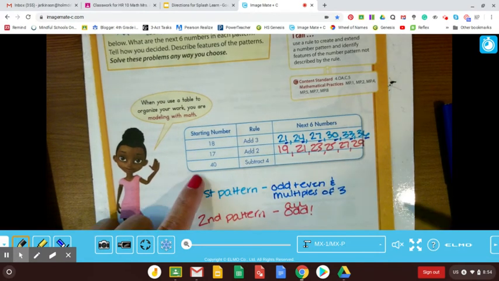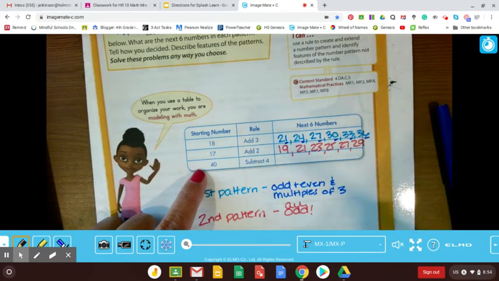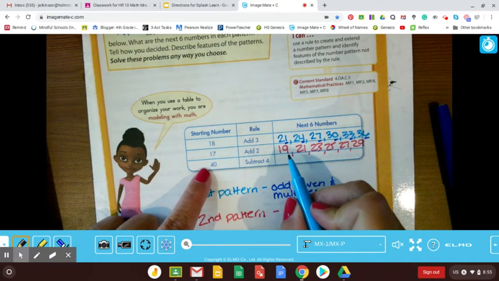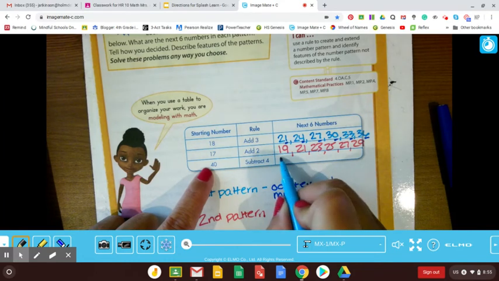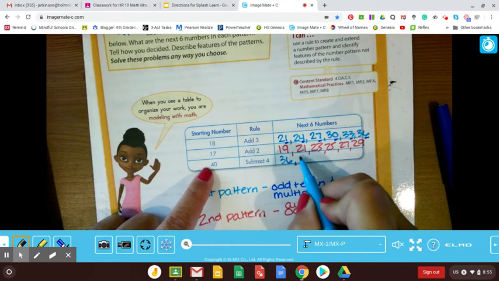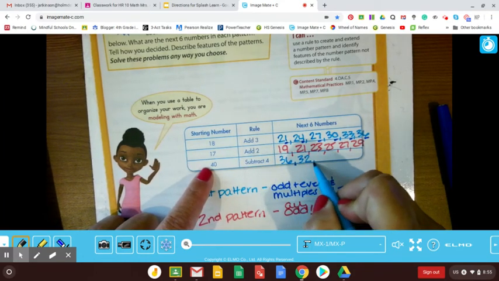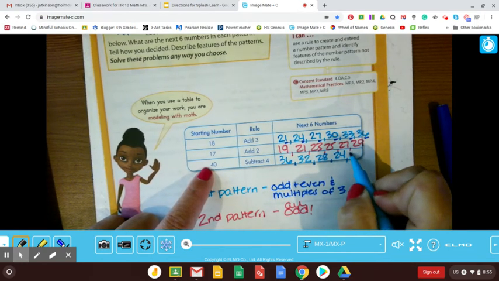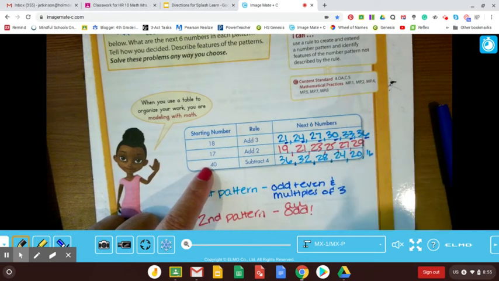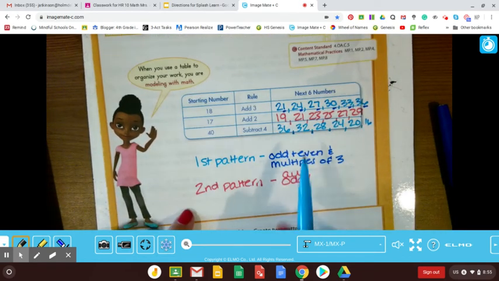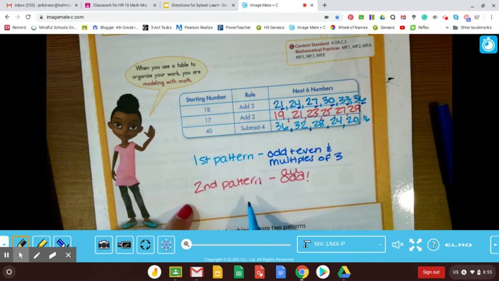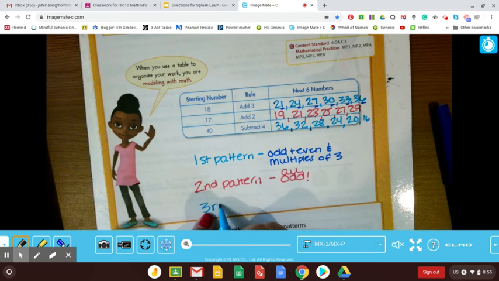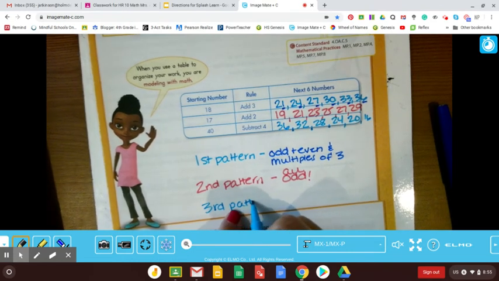All right, and quickly for the last pattern, we're going to be subtracting 4. Subtracting is sometimes a little bit trickier. But if we start at a 40 and we subtract 4, we're going to get 36, 32, 28, 24, 20, and 16. I want you to look at those. What do you notice about this pattern? What are some features about this pattern? And write it down.